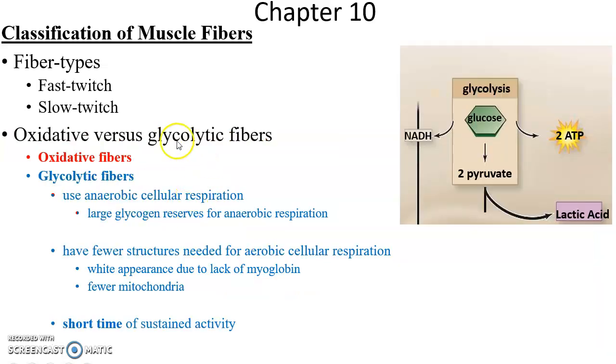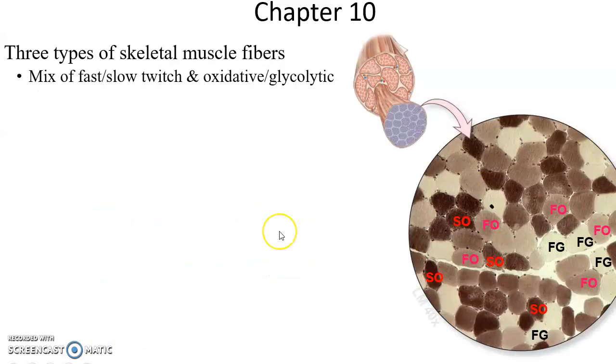The glycolytic fibers prefer anaerobic cellular respiration. They have a larger glycogen reserve that breaks down to release glucose for anaerobic cellular respiration. They don't have as many mitochondria. They don't have as much myoglobin because they don't engage in that much aerobic cellular respiration. So they allow for contractions that are short in term. They can only last for a little while, and then they run out of ATP. So these two categories give us our three types of skeletal muscle fibers. It's a mix of fast and slow twitch and oxidative and glycolytic.